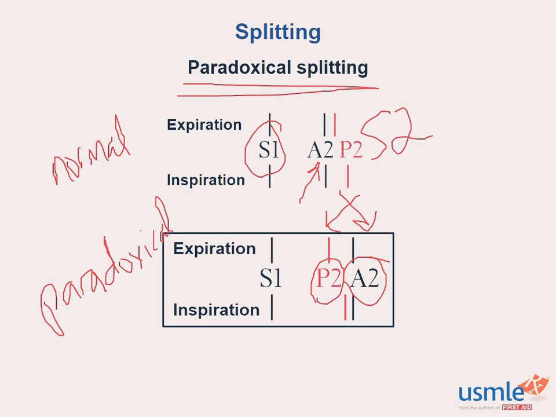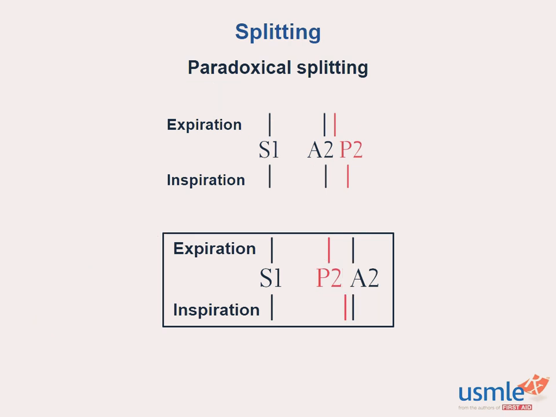So can you think of some reasons why we would see this reversal, where we would see the pulmonic component or the pulmonic valve close before the aortic valve? What do you think is going on physiologically that will result in the aortic valve closing later than it's supposed to?